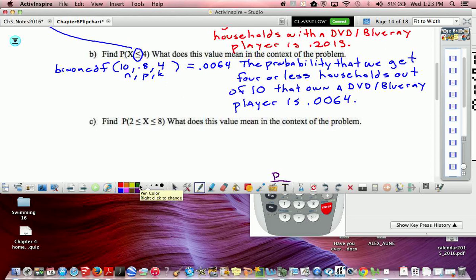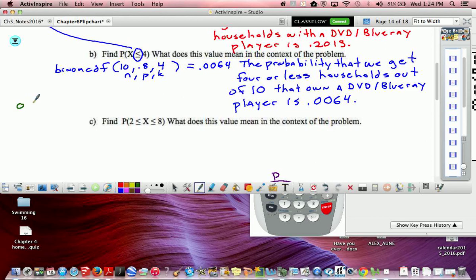All right, part C says find the probability that X is between 2 and 8, including 2 and 8. And what does this value mean in the context of the problem? What I like to do when doing these problems at first, and explaining them, is to look at all of the outcomes and visually see what it means to be between 2 and 8, and how we can use these functions to help us set it up.